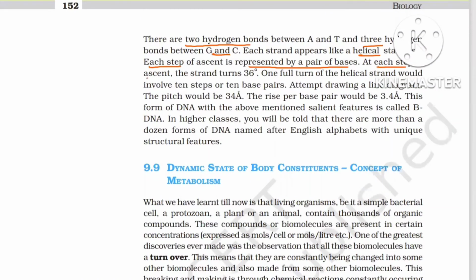At each step, it turns 36 degrees, and it means for one full turn, which means 360 degrees, 10 base pairs will be covered. And if you see, the distance of one turn is 3.4 nanometer or 34 angstrom. So it means per base pair is 0.34 nanometer or 3.4 angstrom. Either you say 3.4 nanometer or you say 34 angstrom, it is the same thing. Which we have discussed is B-DNA.